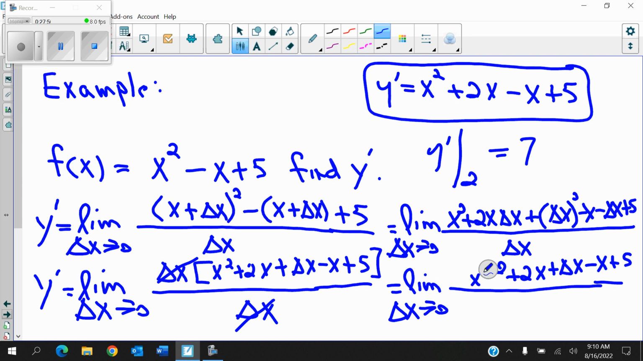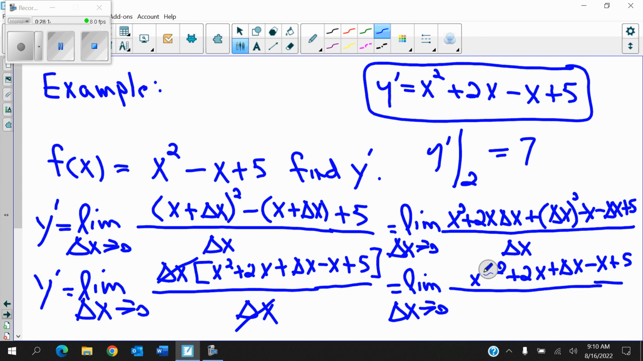Are we okay? Yep. No, it could happen. I got y prime equals 2x minus 1. Oh, you mean this one here? Oh, here. Here. Well, let's look.